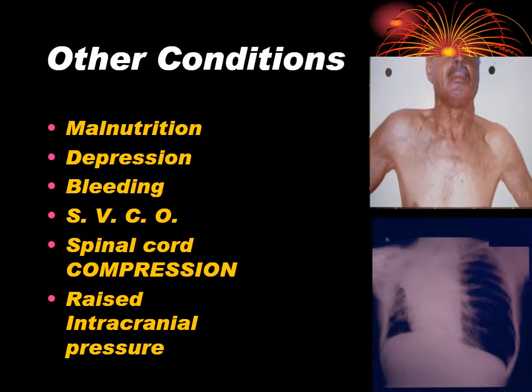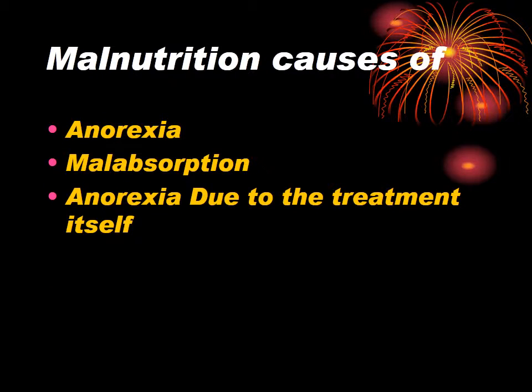Other conditions which happen in malignancy: malnutrition, depression, bleeding, superior vena cava obstruction, like this case, spinal cord compression, and raised intracranial pressure. Malnutrition. Causes of malnutrition: anorexia, malabsorption, anorexia due to the treatment.